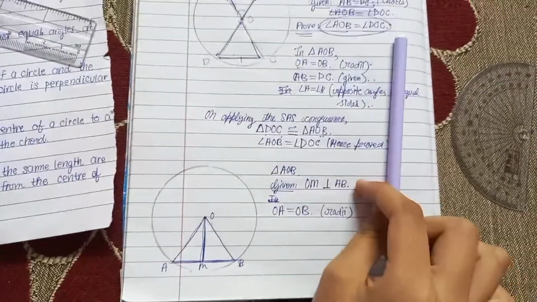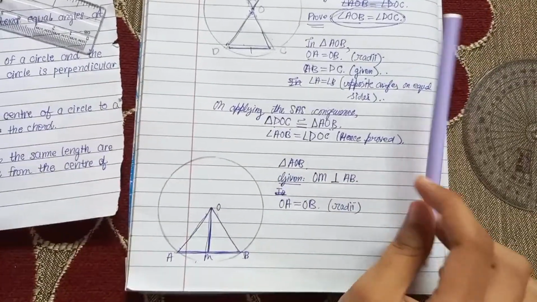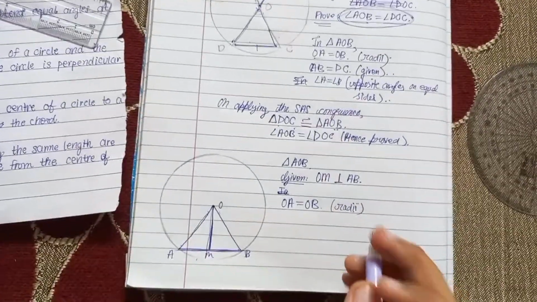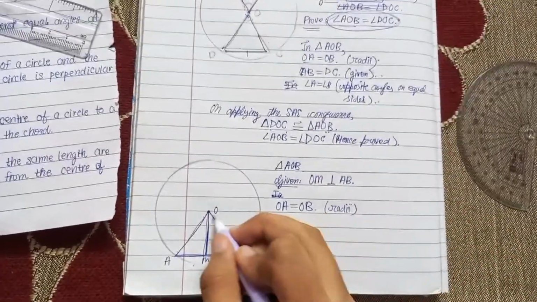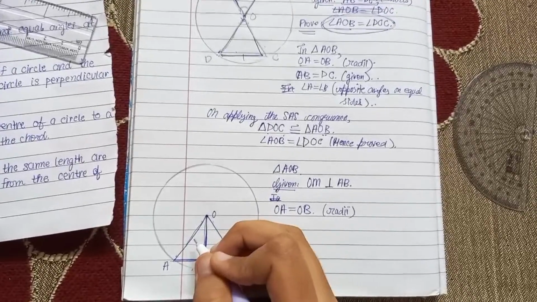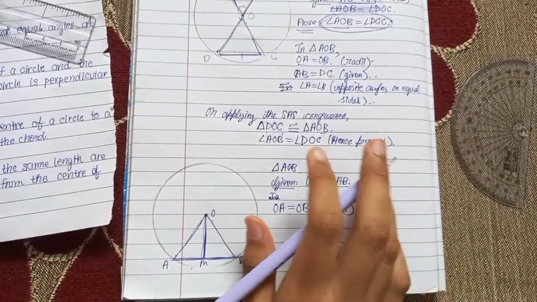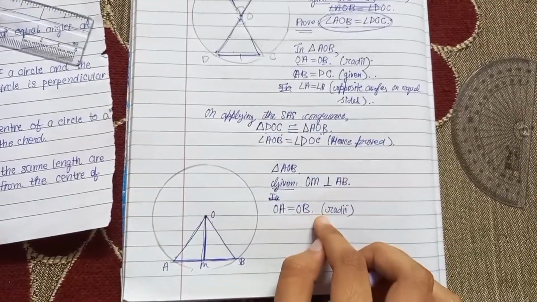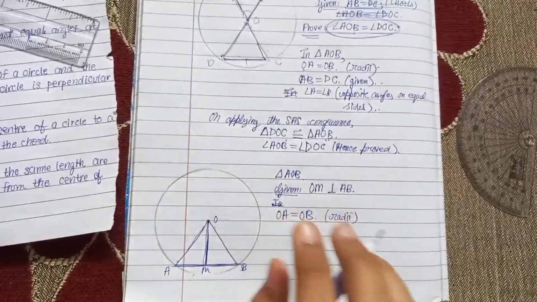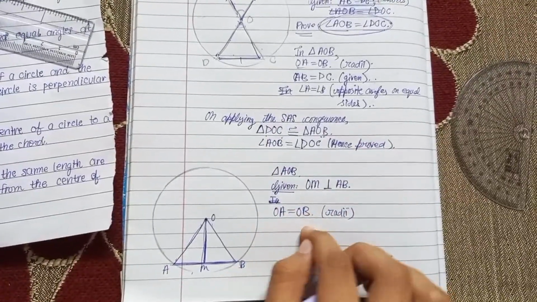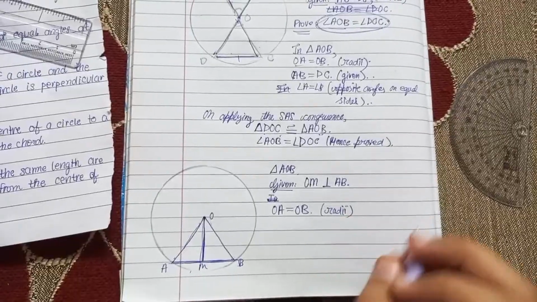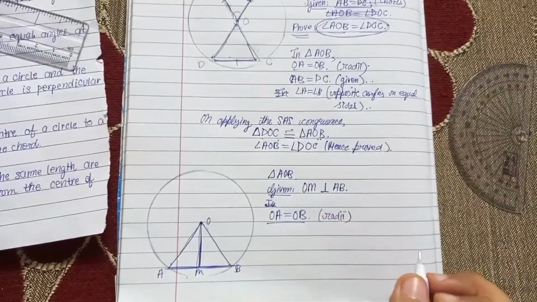There are infinite radii in a circle, and all of them have the same value. If OA has a value of 5 centimeters, then OB will also be 5 centimeters, and the radii of a circle are always equal. You should apply this property in every question. This is a very helpful property. OA is equal to OB.